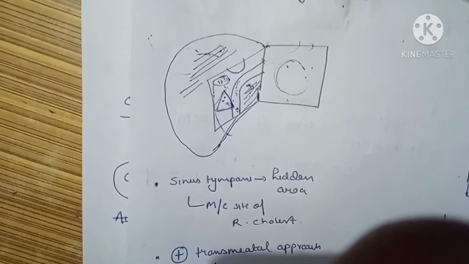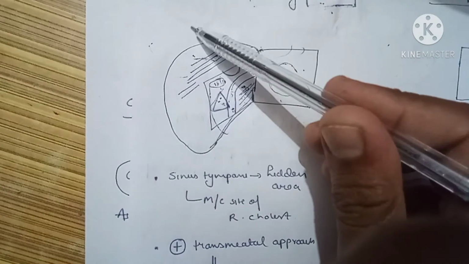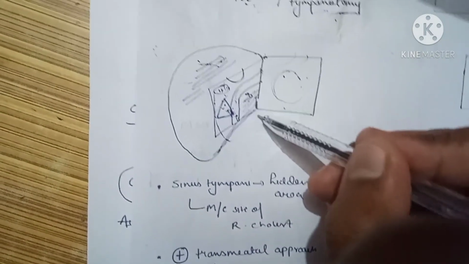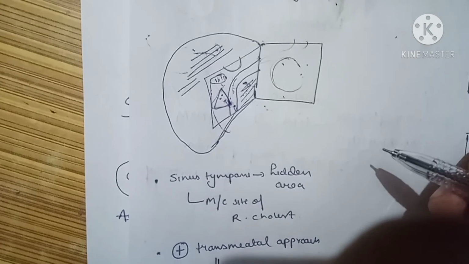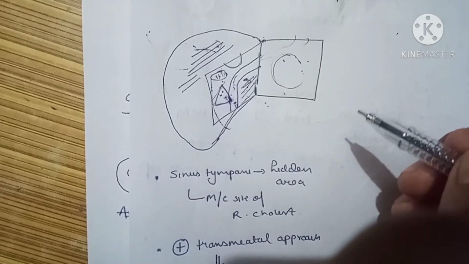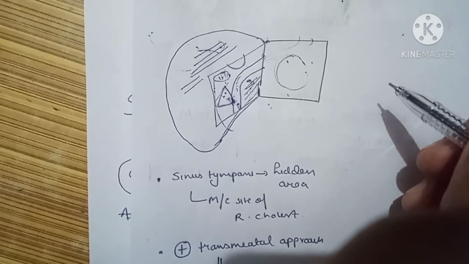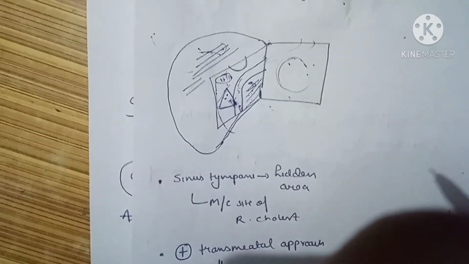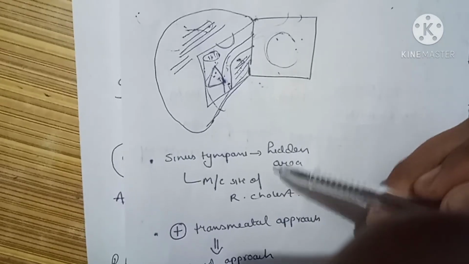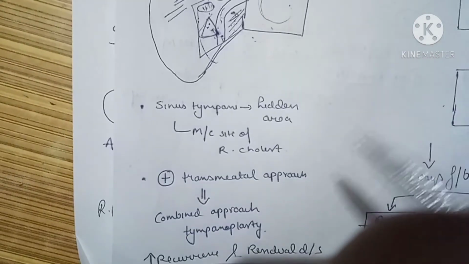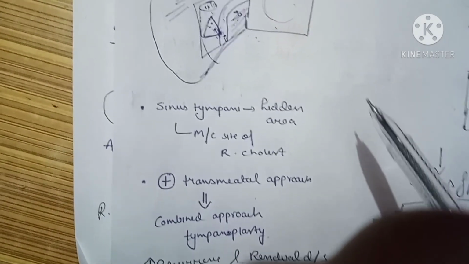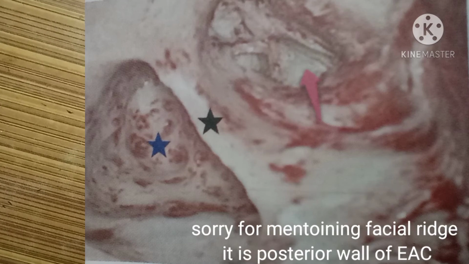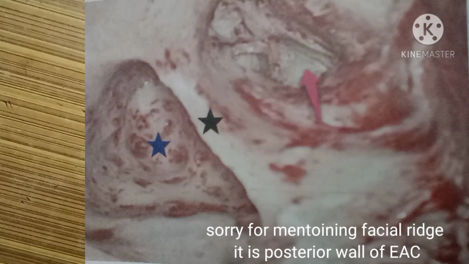One more thing that we do is that we not only approach through the facial recess, we also approach the middle ear through the external auditory canal. We go on clearing the tympanic membrane and we reach the middle ear to clear out cholesteatoma. So in intact canal wall surgery we go for two approaches, the facial recess approach plus a transmeatal approach, meaning going through the meatus, as you can see in the diagram. This diagram shows the facial ridge, shown by a black star, in between the external auditory canal and the mastoid cavity.